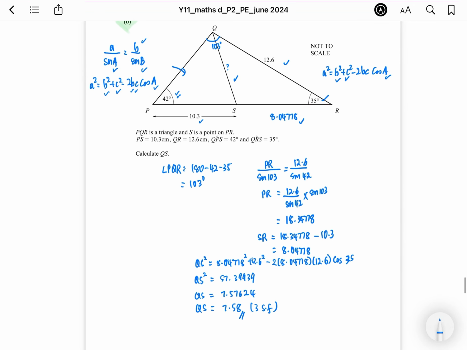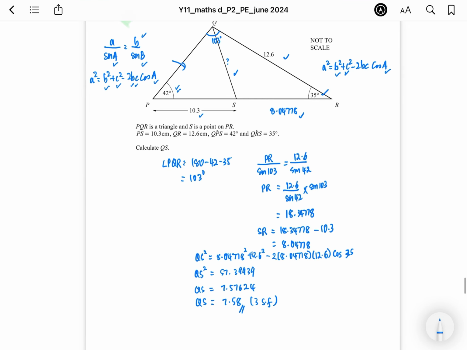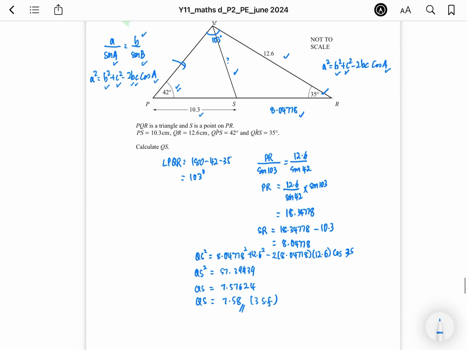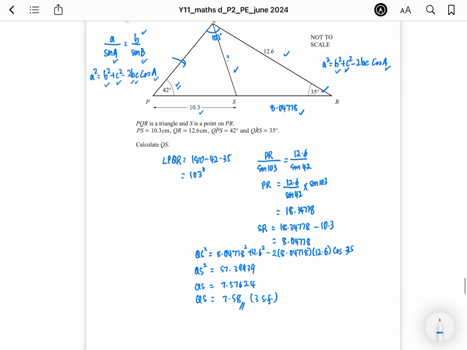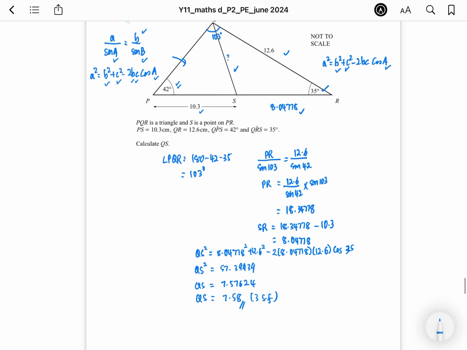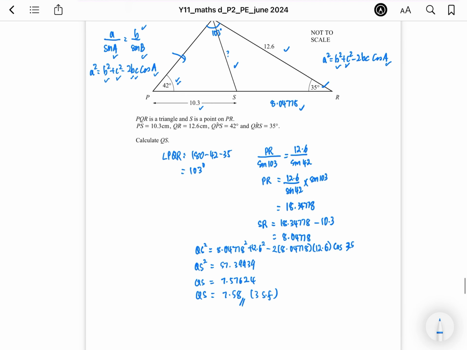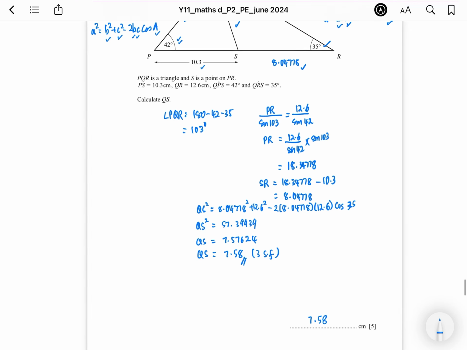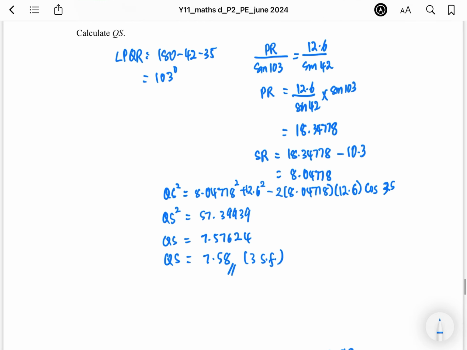So this is one of the variations that you can use. You can use the sine rule first, and then the cosine rule, or you can use the cosine rule first and then use the sine rule to find the value. Either way, you should get the answer QS is equal to 7.58, correct to 3 significant figures.